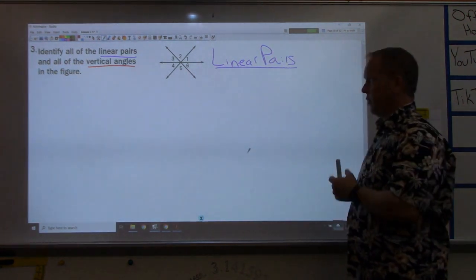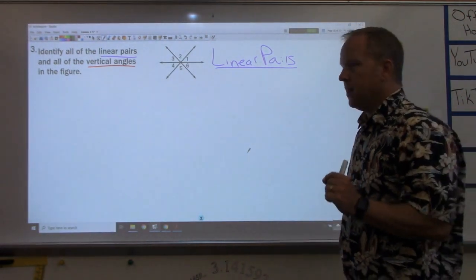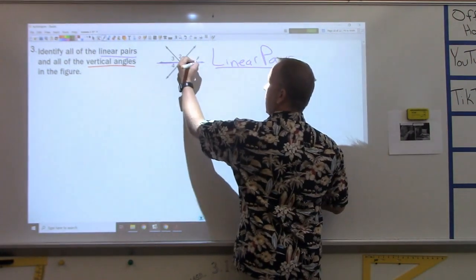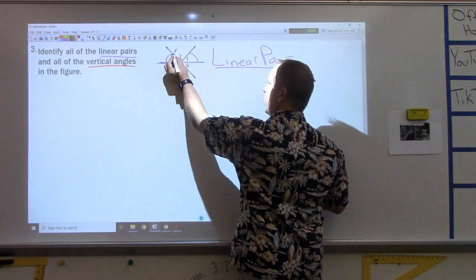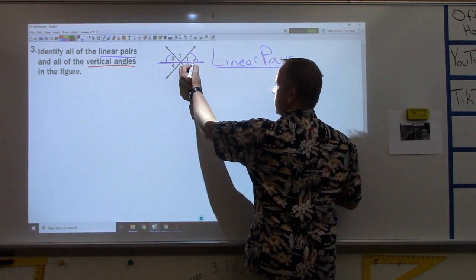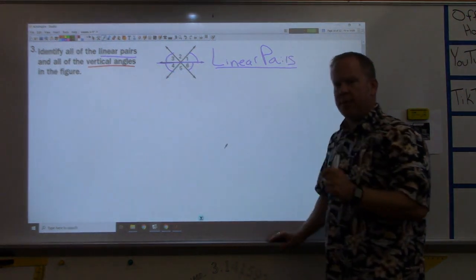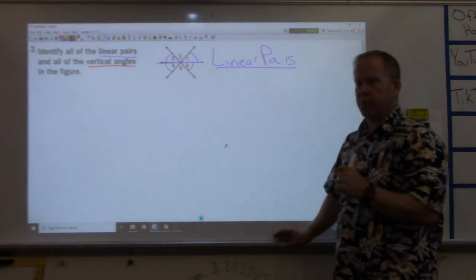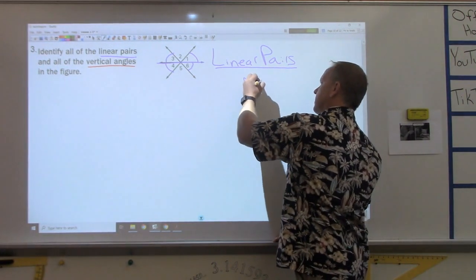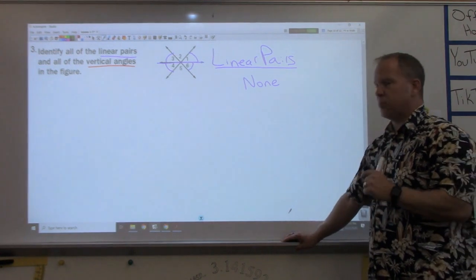Linear pairs. Now you're thinking, wow, there's 3 lines up there. I should have a lot of linear pairs. On the contrary, if I look at this line, I got angle 1 and angle 3. There's a gap in the middle. That doesn't work. Going this way, I have angle 6 and angle 4. There's a gap in the middle. That's going to happen with every single line. So in number 3, might have tricked you, but there are no linear pair of angles in this problem.